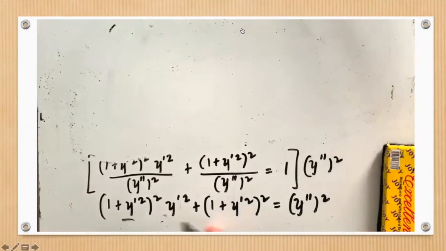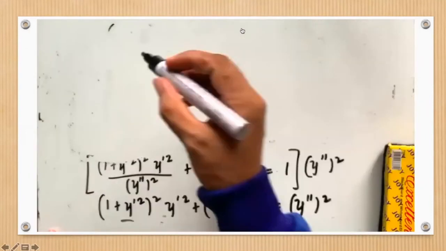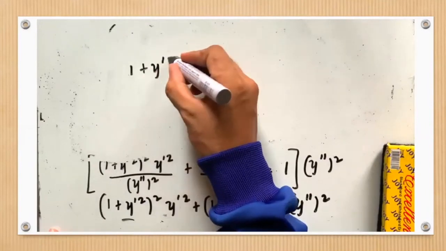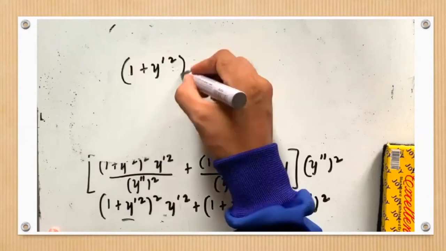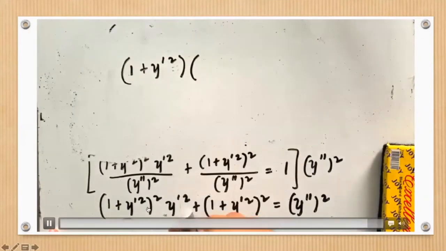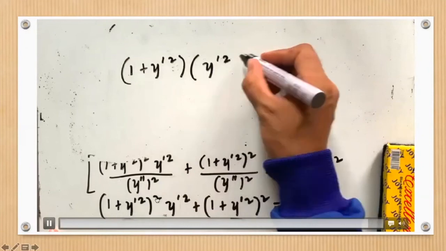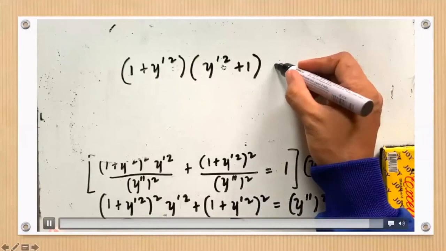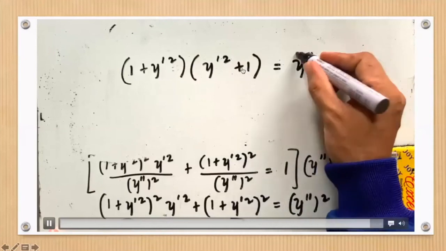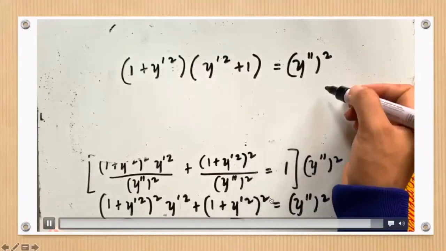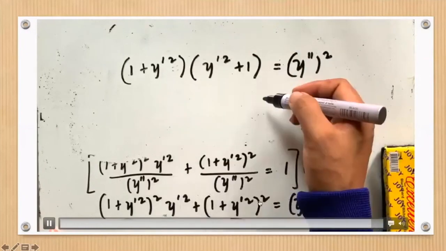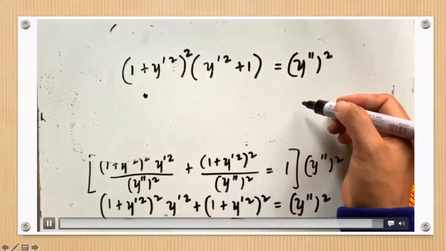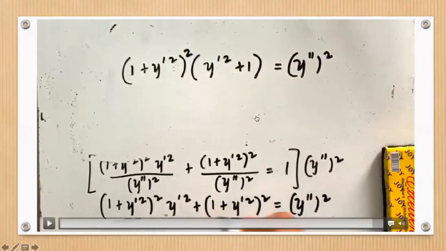As you can see, you have common, di ba, doon sa dalawang terms. We can factor out. Naka-factoring by grouping na siya na format. So ano yung nakita natin? Common yung 1 plus y prime squared raised to 2. So factor out lang natin. Ang matitira sa unang term will be y prime squared, ang matitira dito is plus 1. Again, ang factor out natin is 1 plus y prime squared raised to 2. Okay, na-gets ba yung process na to, guys?